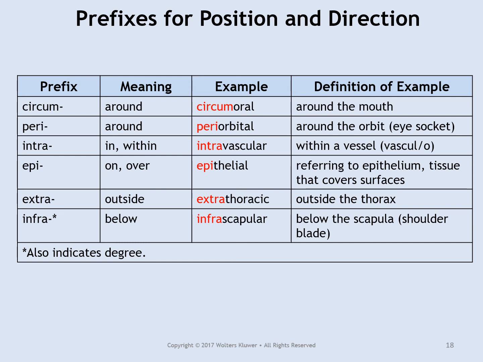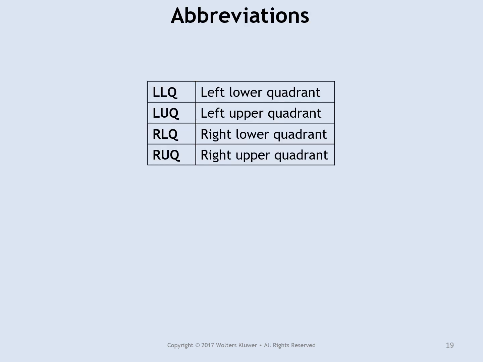So there are some more prefixes you'll need to be aware of. Take a look at those and the examples and be able to use them in words in reference to positions and directions. And then last but not least, there is a blow-up of the 4 quadrant division of the abdominal cavity.